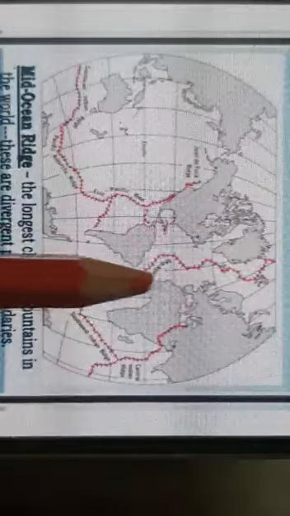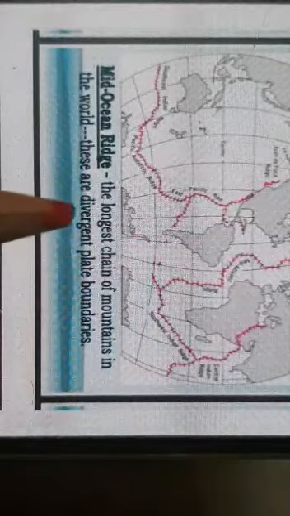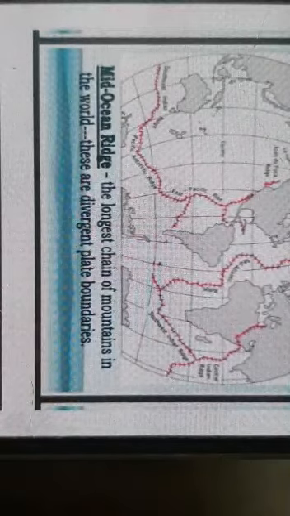As we discussed, the mid-oceanic ridge is an important feature of the ocean floor. The red lines you can see all over the different oceans of the world are the longest chain of mountains in the world, formed due to the divergent movement of plate boundaries. Plate movement, or plate tectonics, we will discuss in the next module in enlarged form.